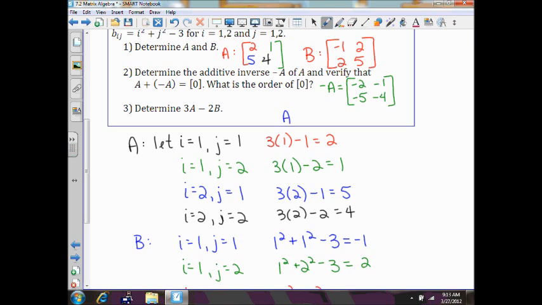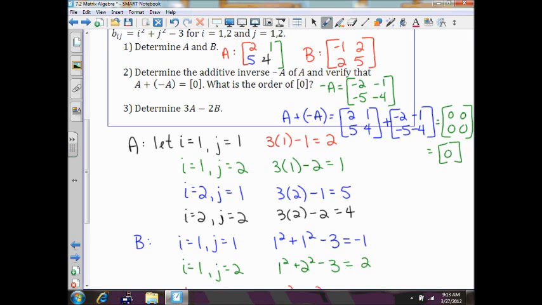To prove that A plus negative A equals 0, that will be 2, 5, 1, 4, plus my additive inverse. Now you should be able to see that this will actually give us 0, 0, 0, 0 when we add it. And this will also equal matrix 0, and my order will be 2 by 2.